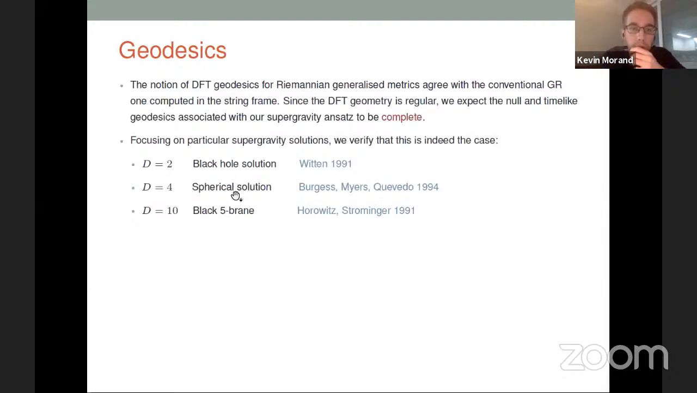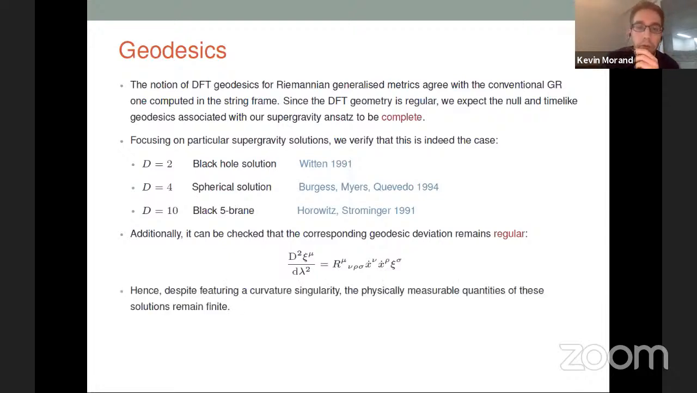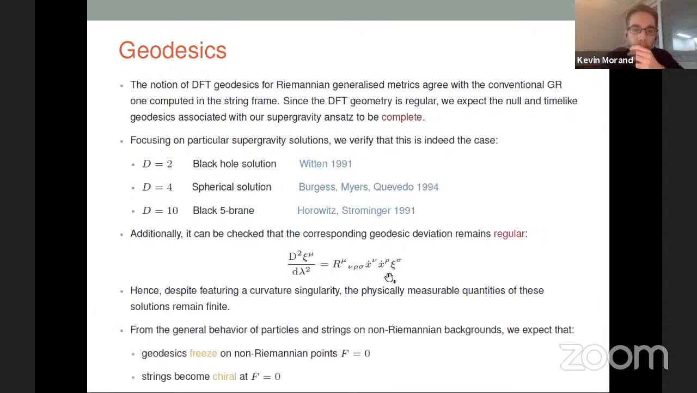So we focused on these 3 particular examples and analyzed the geodesic completeness. We show that indeed the geodesics are complete outside of this non-Riemannian sphere that appears in this example. Also, we check that the corresponding geodesic deviation remains regular. So the curvature can contain singularity, but still this combination is always regular. From the generic behavior of particles and strings in non-Riemannian geometries, we expect that geodesics will freeze on the non-Riemannian points when f equals 0, and that strings become chiral. And indeed, we explicitly verified in this example that this is the case.